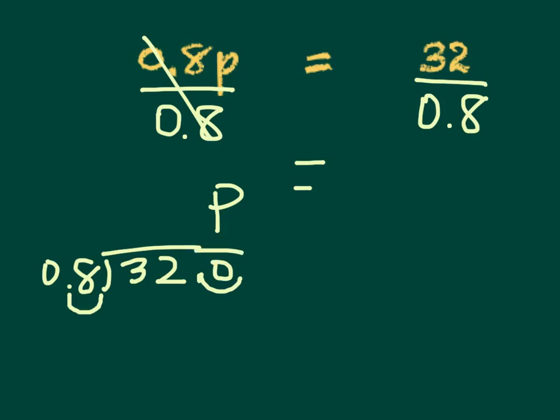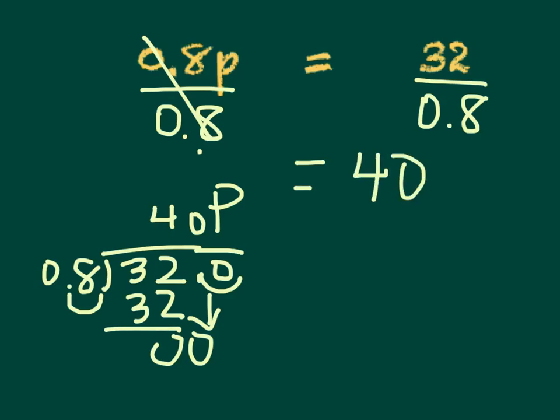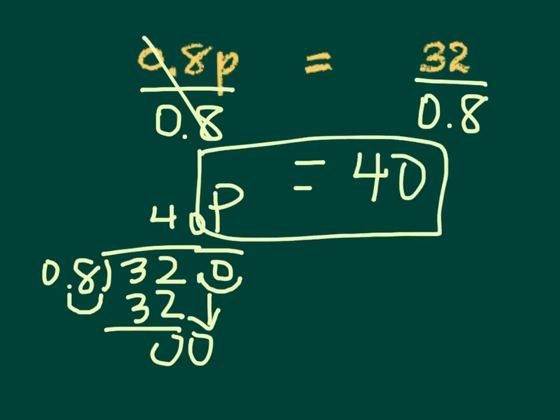So now my problem looks like 320 divided by 8. So I know that 8 goes into 32 4 times. Gives me 32. I get 0. So it looks like 40 is going to be my answer. So p equals 40 would be my final answer. Again, it's really important that I show what I did to both sides and where I canceled in order to isolate that variable.